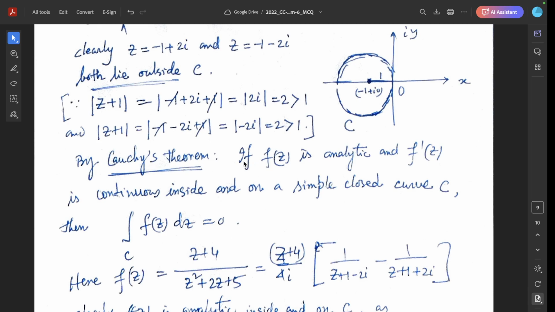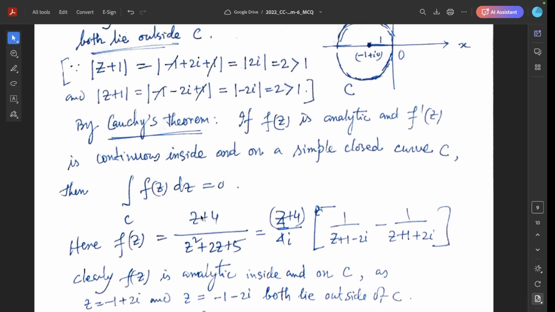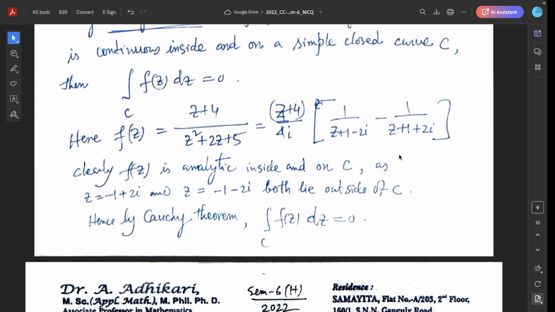By Cauchy's theorem, if f(z) is analytic and f dash z is continuous inside and on a simply closed curve C, then the integration over C of f(z) is equal to 0. Hence, f(z) equal to (z plus 4) by (z square plus 2z plus 5). We can write it as (z plus 4) by 4i into (1 by (z plus 1 minus 2i) minus 1 by (z plus 1 plus 2i)). Clearly, f(z) is analytic inside and on C, and z equal to minus 1 plus 2i and z equal to minus 1 minus 2i both lie outside the circle C. Hence, by Cauchy theorem, integration over C of f(z) is equal to 0.